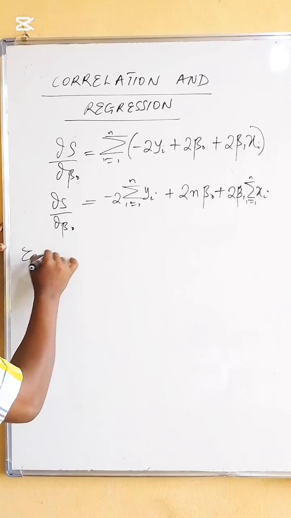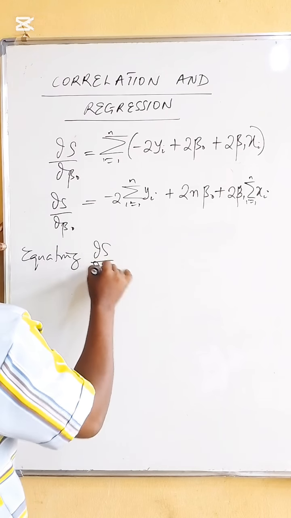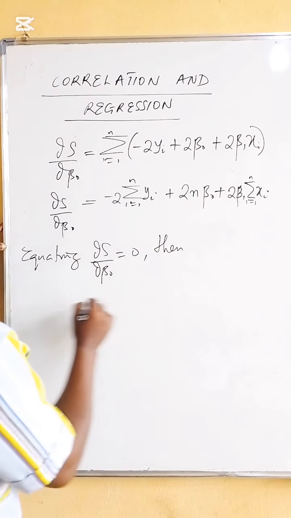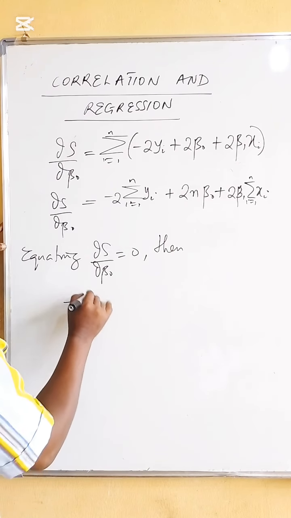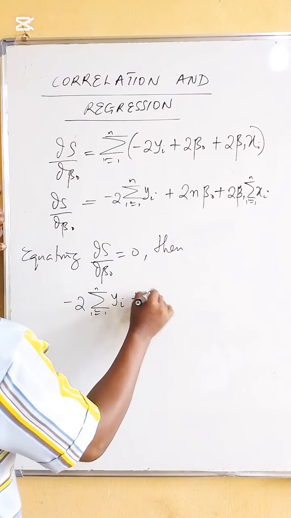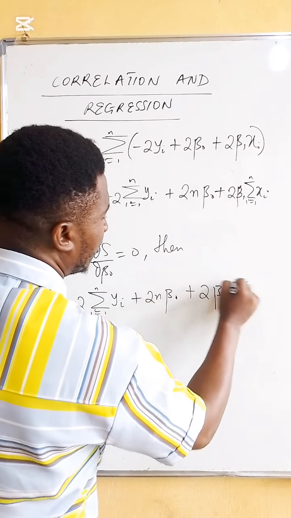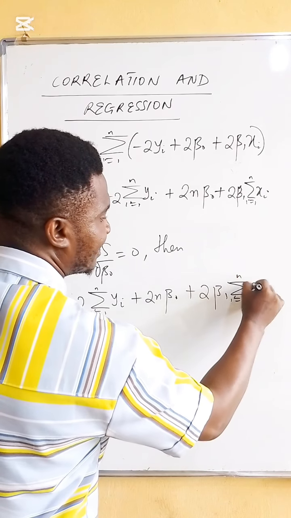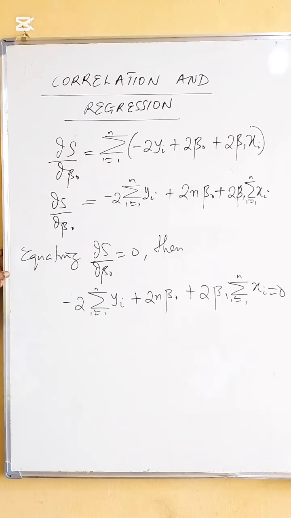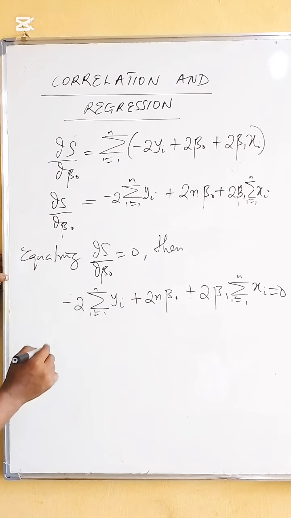So I'm going to say equating the S, the beta naught, our final result to 0. Then we are going to have the following. We are going to have minus 2 summation from i equals 1 to n yi plus 2n beta naught plus 2 beta 1 summation i equals 1 to n xi being equal to 0. Now I'm going to make anything containing y the subject of formula.